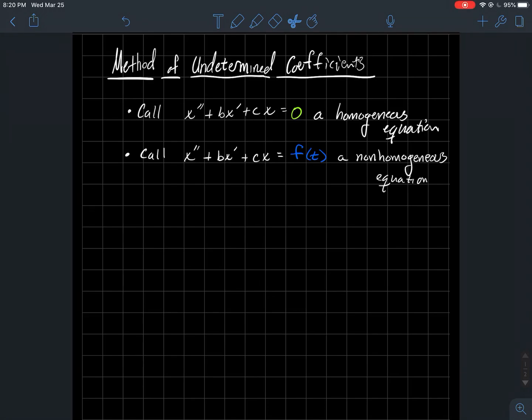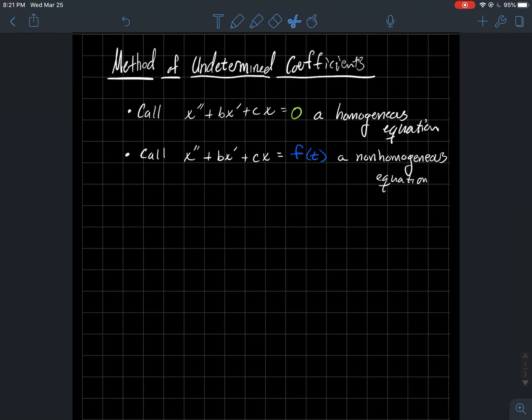This is a short video about the method of undetermined coefficients for non-homogeneous second-order differential equations. So just some terminology here. The first bullet point you see, x double prime plus bx prime plus cx equals 0. We're going to call that a homogeneous equation, and I highlighted 0 on the right side there. So whenever you see 0 on the right side, that's what we'll call a homogeneous second-order differential equation.